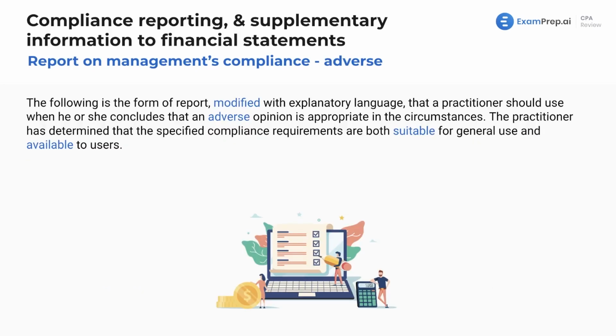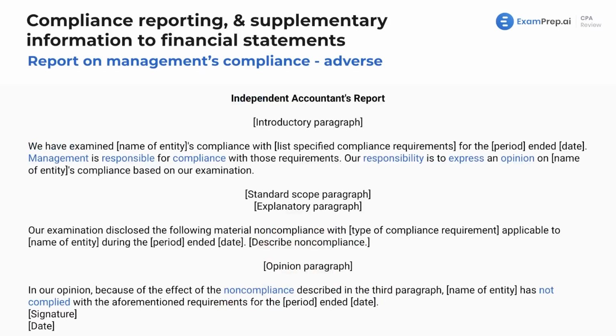Adverse opinion, right? We're about to see that adverse opinion. Let's take a look here. Here, we are going to see in our opinion, because of the effect of the noncompliance described in the third paragraph, which is going to be our explanatory paragraph, the entity has not complied, done, no negotiations, they've not complied, this is adverse, it's a big deal, it's a problem.